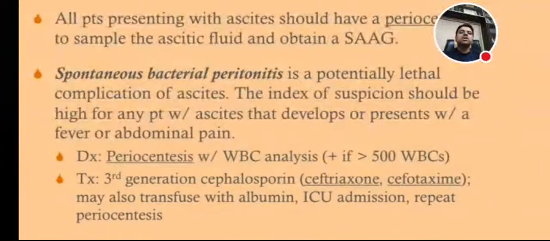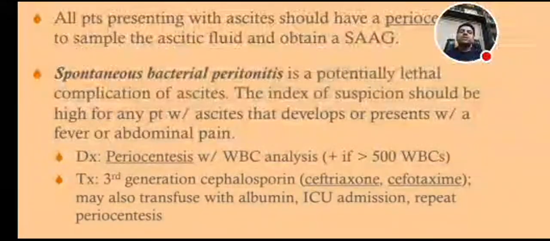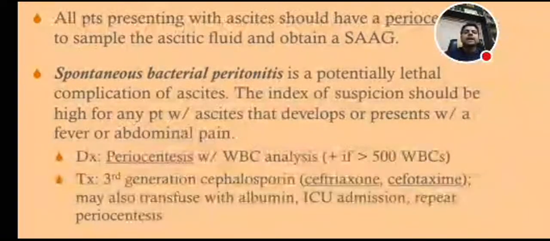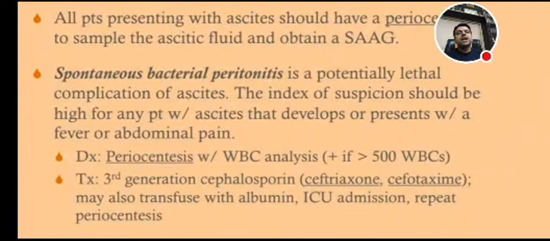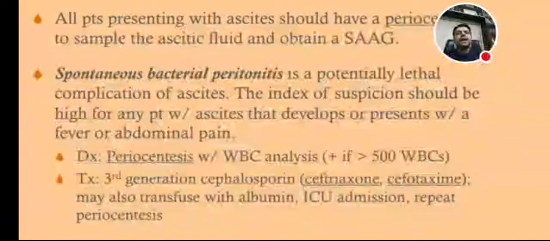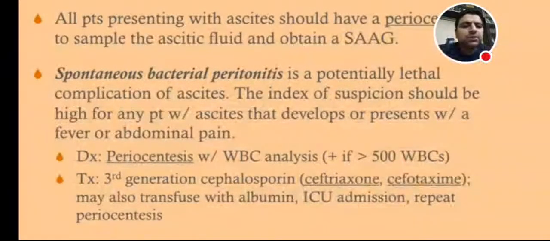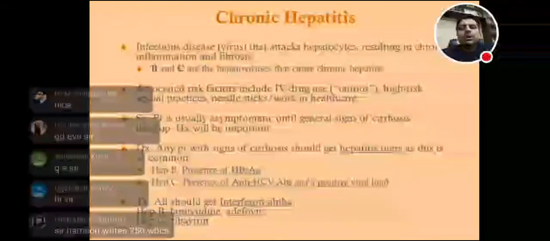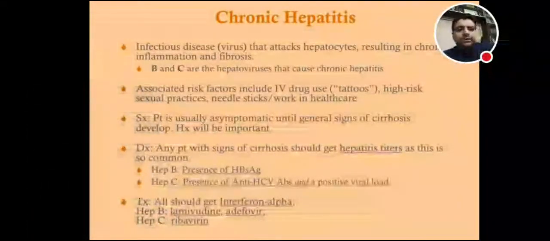The index of suspicion should be high for any patient with ascites who presents with a fever or abdominal pain. Diagnosis is by paracentesis and WBC analysis in the ascitic fluid. If more than 500 WBC, that means spontaneous bacterial peritonitis. Treatment is by a third generation cephalosporin, ceftriaxone. How to remember third generation cephalosporin? Taxim 3. May also transfuse with albumin, ICU admission and repeat paracentesis. Okay. Now, Ramesh, I will check whether it is 250 or 500. Okay.